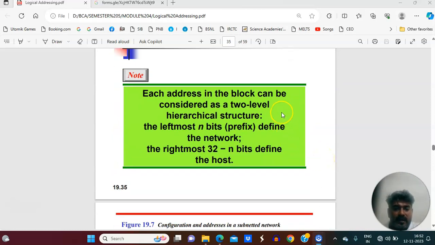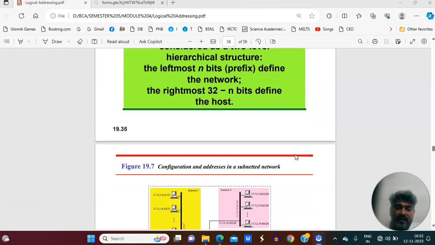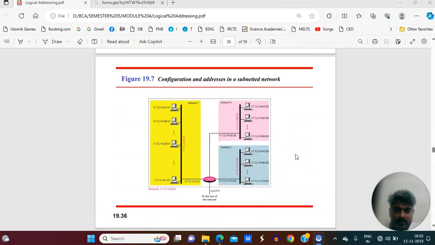Each address in the block can be considered as a two-level hierarchical structure. The leftmost n bits define the network. The rightmost 32 minus n bits define the host. Here, a network that consists of 64 computers is shown in this figure, whereas these 64 computers are divided into 3 subnets.